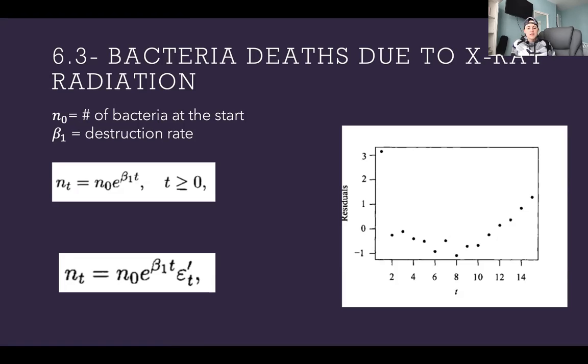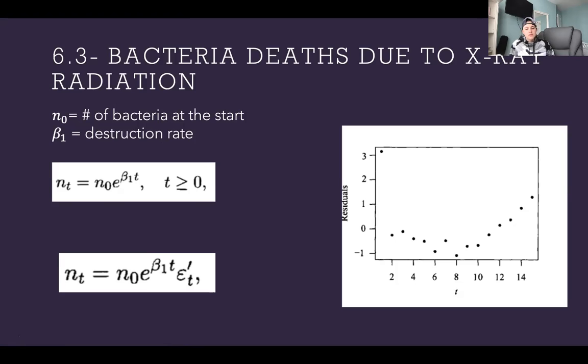So n sub t and t should be related by this equation right here. We have n sub t equal to n sub 0 times e to the beta sub 1 times t. And since we're dealing with time here, t always has to be greater than or equal to 0. So n sub 0 and beta sub 1 are parameters. In this case, n sub 0 equals the number of bacteria at the start of the experiment, and beta sub 1 is our destruction rate.